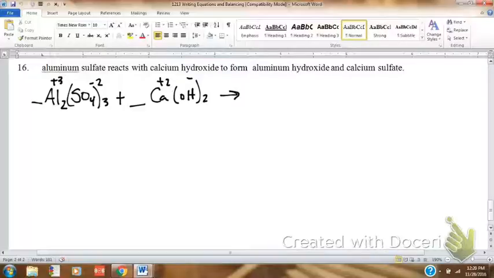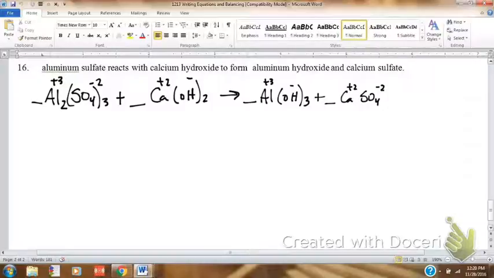Reacts with means plus. Calcium hydroxide, calcium is a +2, hydroxide is a -, so I will need 2 hydroxides. To form is the yield arrow. We produce aluminum hydroxide. Again, subscripts do not transfer, but oxidation numbers remain the same. So aluminum is still a +3, hydroxide is still a -, and I need 3 hydroxides. And the last product I create is calcium sulfate. Calcium is a +2, sulfate is a -2. Those cancel out. So that is the correct formula.